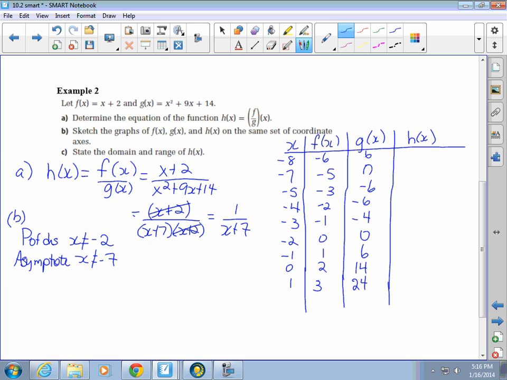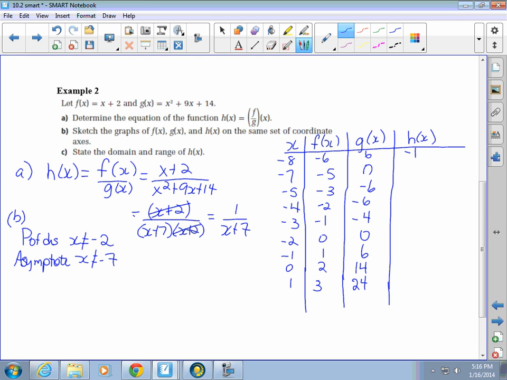So if I do my divides here, f(x) divided by g(x) would be -6 divided by 6, or I can just put it right in here. So what happens when I go 1 divided by -8 plus 7? Well, that gives me a 1 over -1, which is just -1. So if I look on my chart here, -6 divided by 6 gives me a -1. So I don't even have to plug in there. I can just do my division based on here.